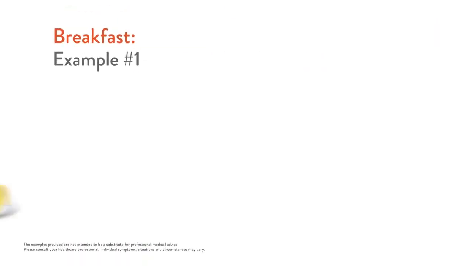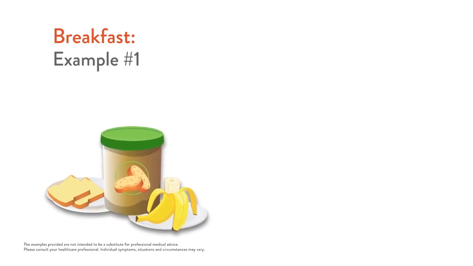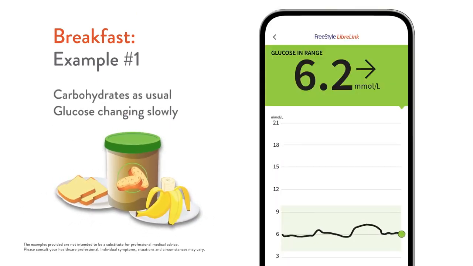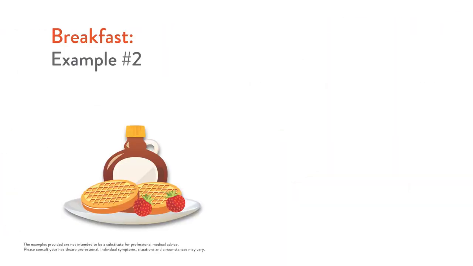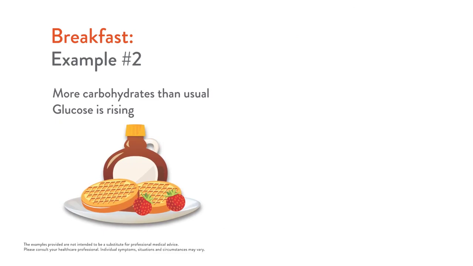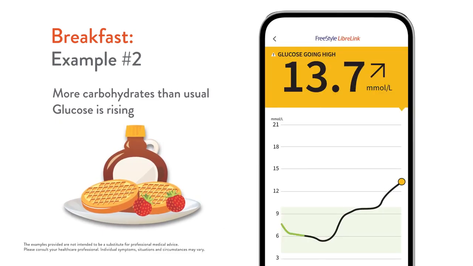Let's say your usual breakfast is 2 slices of toast with peanut butter and half a banana. This is what your scan could look like after breakfast. Your glucose is 6.2 and remaining steady. Maybe you were craving pancakes instead, so you had 2 pancakes with strawberries and syrup, containing more carbohydrates than usual. Later you scan and you see your glucose is rising.